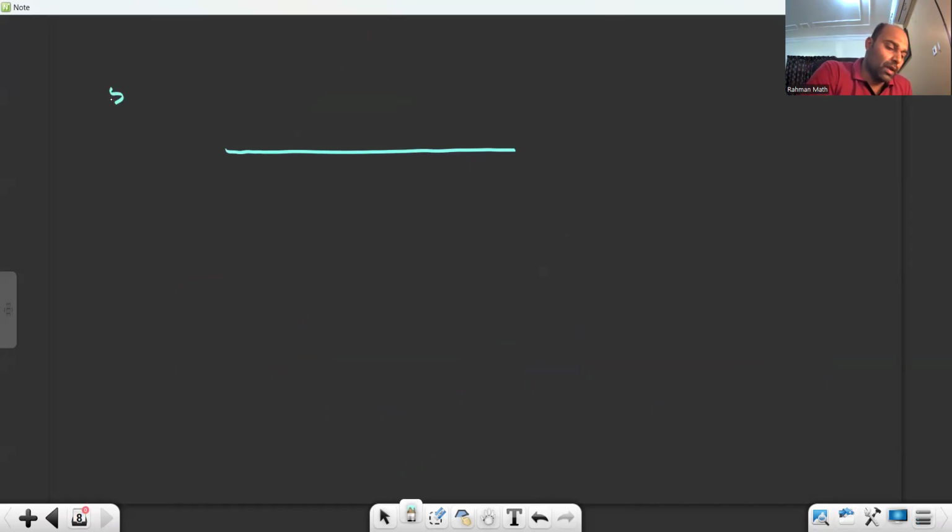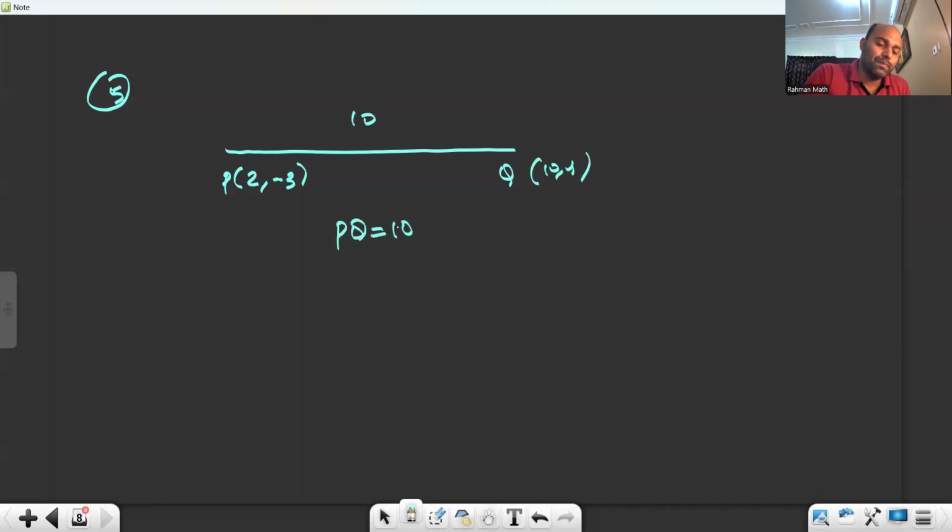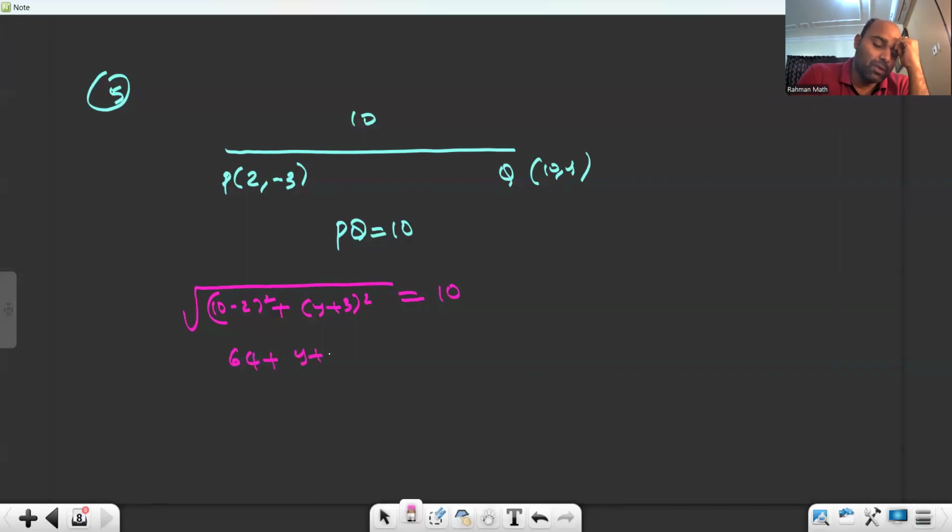P is (2, minus 3) and Q is (10, y), and this distance is given as 10 units. Given that PQ equal to 10, use the distance formula: root of (10 minus 2) whole square plus (y minus minus, will become y plus 3) whole square equal to 10. Squaring both sides. Your root will go, but here 10 minus 2 square is what? 64. Y plus 3 whole square, don't do anything.